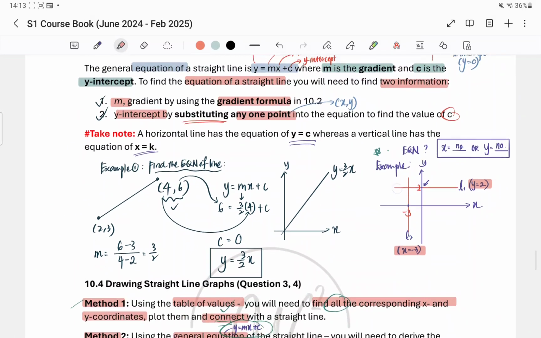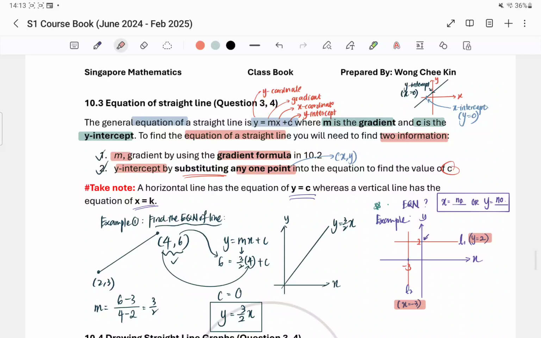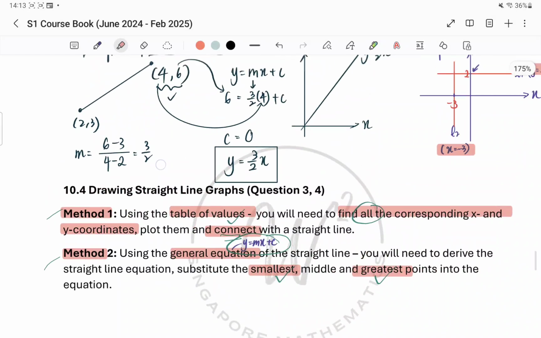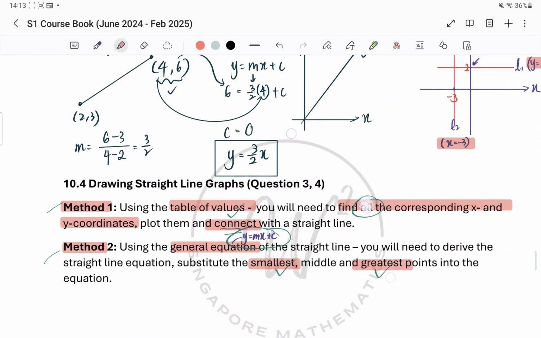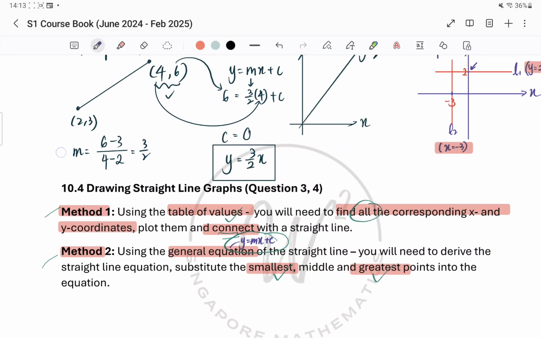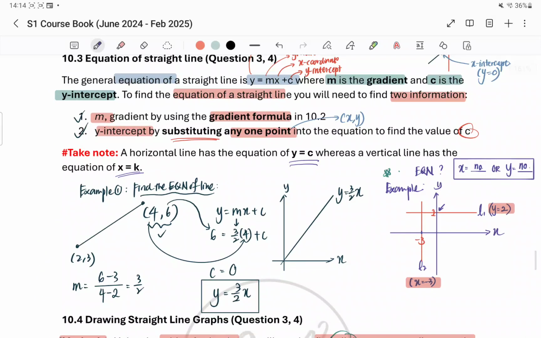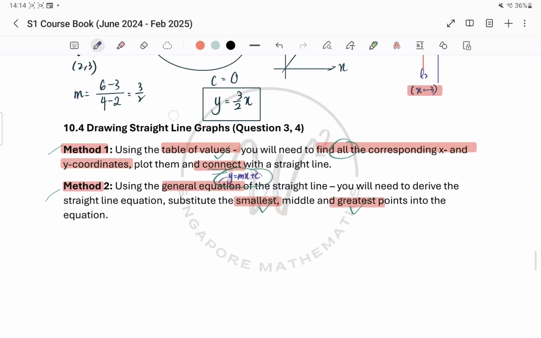Okay, because this one is corresponding to question 3 and 4, but I do want to go through first. We don't go to question 3 and 4 first. I want to finish up this 10.4, also the notes on it. So you can pause the video, take a screenshot or write down the notes I have written here, and then we'll move on.